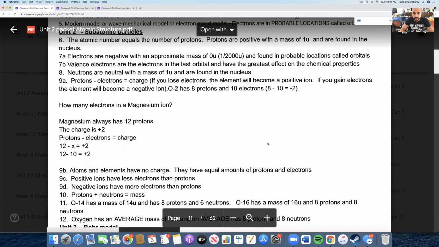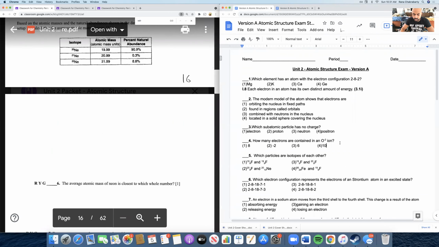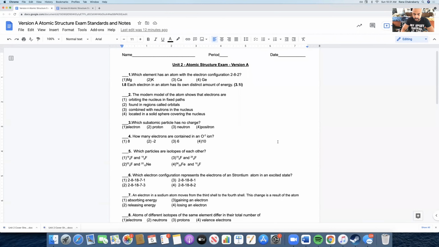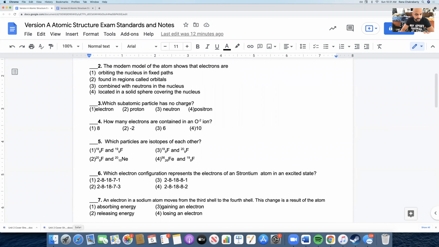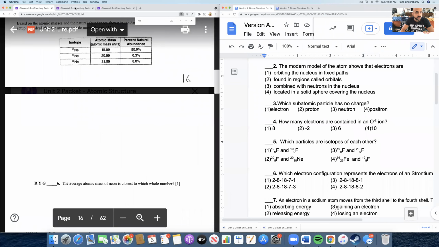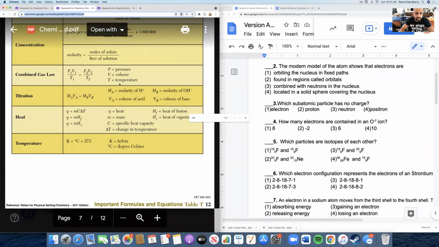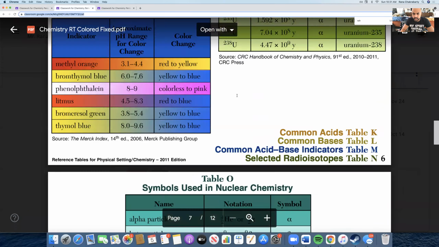Right, so going on to the other version, version A. This one says O -2, which means you have to add electrons, right? So let's find oxygen. Let me clear this here. We find oxygen for you. So there. Now, if I look at the reference table for oxygen, I see that it's number 8.